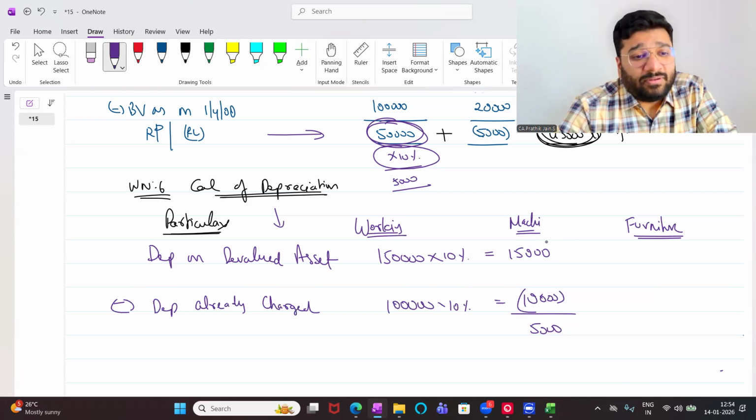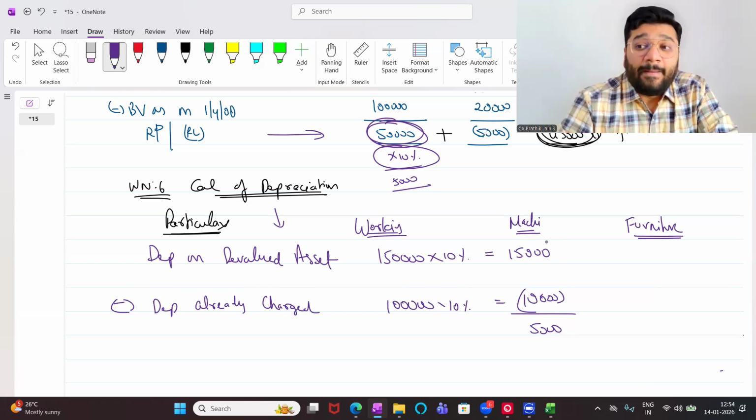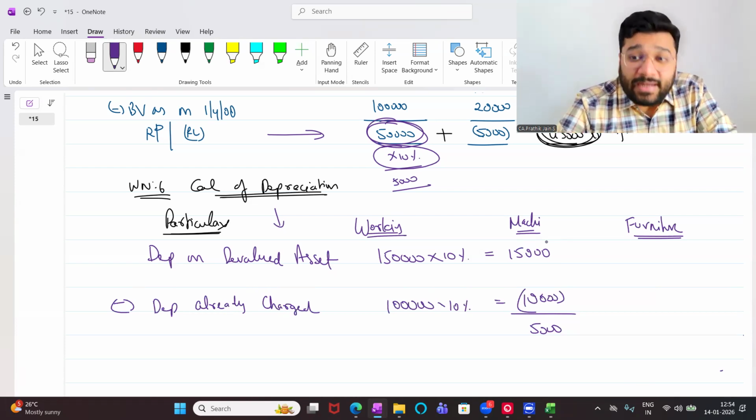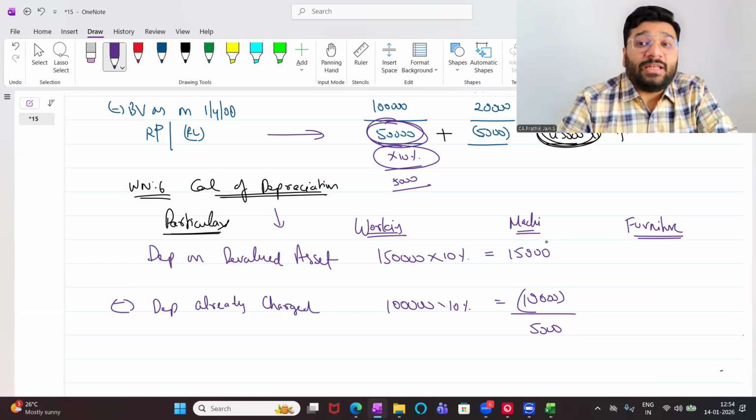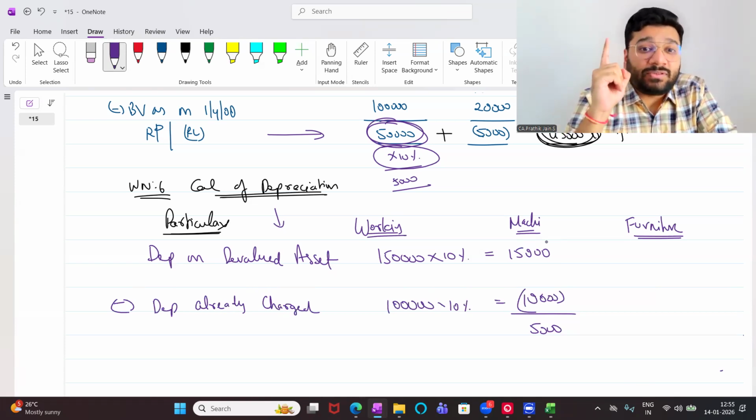Madam is asking, when the revaluation is already done, why is the revaluation impact not coming in the standalone balance sheet? Wait, I'll answer. Whatever adjustments we are doing in the consolidation, it is only for the consolidation. You will not touch anything in your books of accounts. So when I say I have to minus this depreciation from AOP, it is only in the Excel sheet. You will not pass any journal entry in the books of accounts.